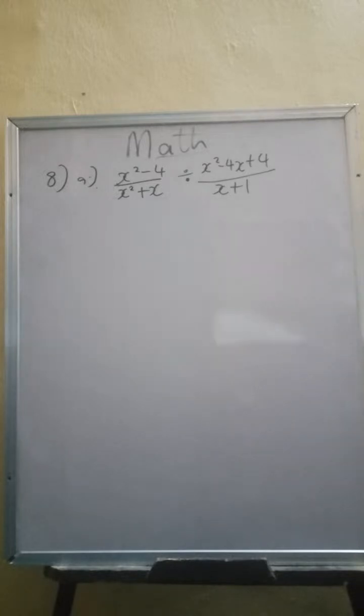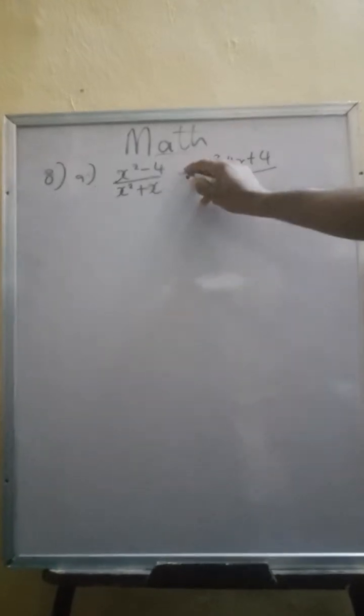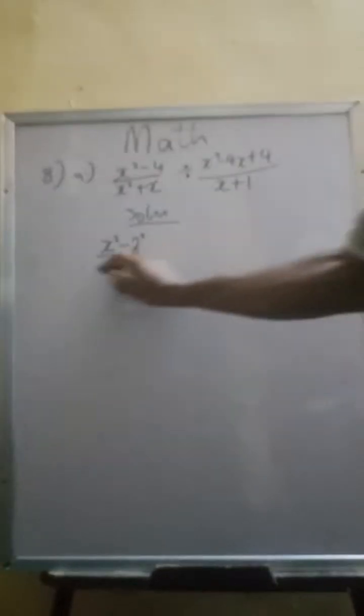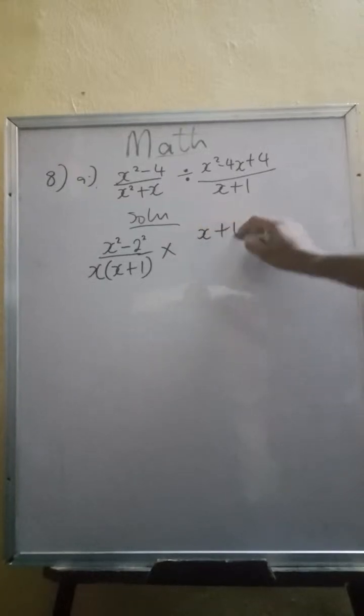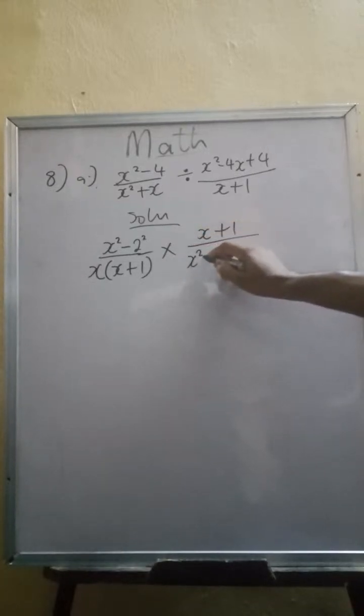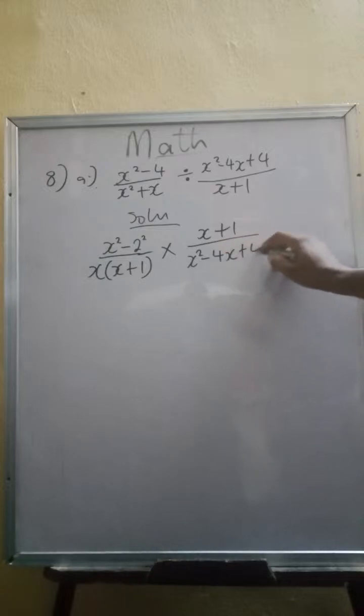Now here's what to do. The division becomes multiplication, and the fraction after the division sign takes its reciprocal form. And you have x squared plus 2x over x, and over here you're going to have x plus 1 by factorization. Now times x plus 1 over x squared minus 4x plus 4.